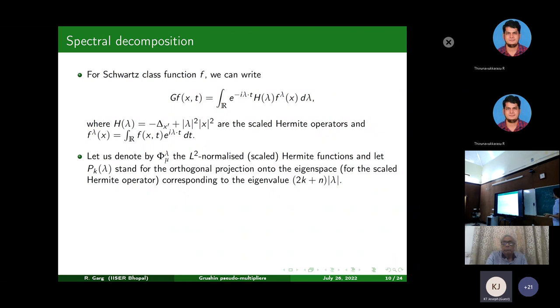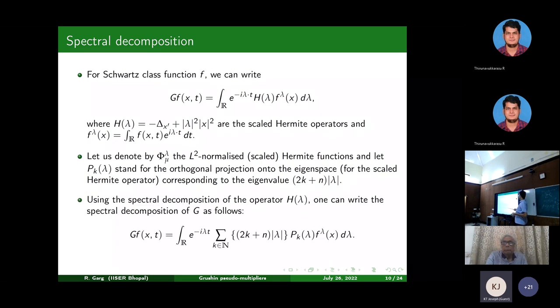So I just need to take the scaling of this by multiplying lambda squared here. And the scale comes up in the projection operators. If I denote by phi_mu^lambda the L2 normalized Hermite functions, and P_k^lambda the scaled version of the P_k's, these are orthogonal projections onto the eigenspace of eigenvalue (2k+n)|lambda|. We know that G has this expansion. So basically I'm writing H_lambda F_lambda in this manner, P_k^lambda F_lambda times (2k+n)|lambda|. And that tells us what the multiplier for Grushin should be. That's the function which you apply right here, M((2k+n)|lambda|).